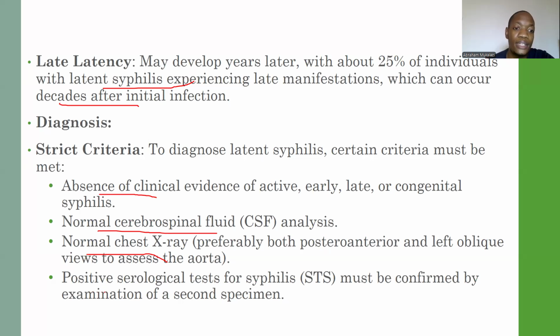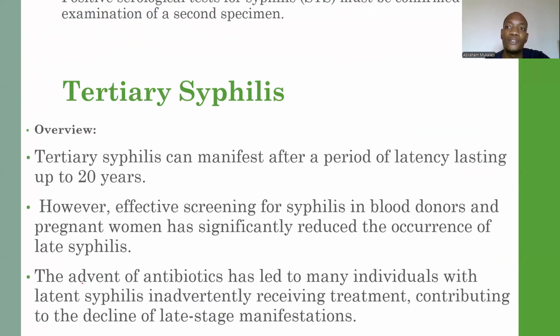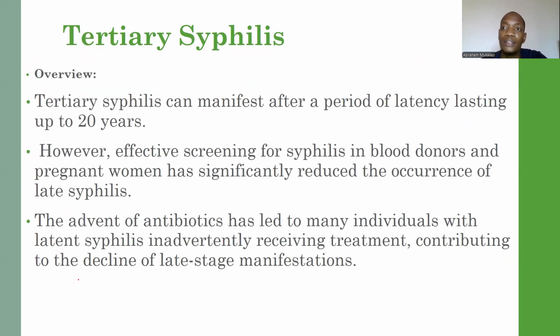Then, lastly, someone should have a positive serological test for syphilis, and this should be confirmed even on a second specimen. You take off the first one, then do the second specimen. If it confirms, then you're able to say that someone has latent syphilis. The reason for that strict criteria is that most of the time when people say maybe latent syphilis, they don't want to treat. Yet in actual sense, someone can actually be having an active tertiary or secondary syphilis that needs prompt treatment. So after that, we now proceed to our tertiary syphilis.